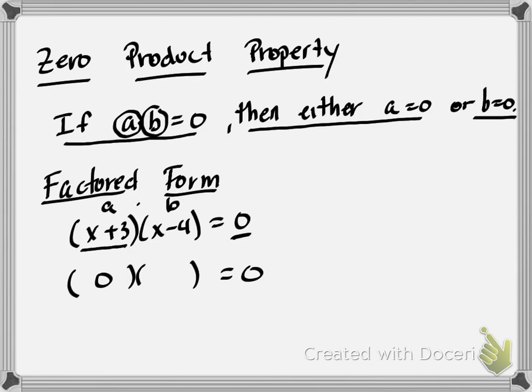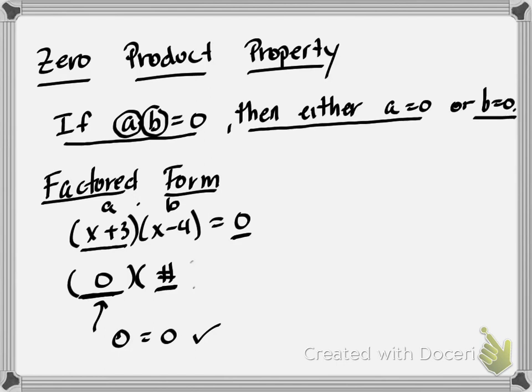Because if this parentheses is 0, it doesn't matter what number this is, because anything times 0 is 0. So if I can get 0 in this parentheses, this whole left side of the equation is going to be equal to 0, okay? And so I would get 0 times any number, doesn't matter, and I would get 0 equals 0, and then boom, we'd have a solution to that factored form.